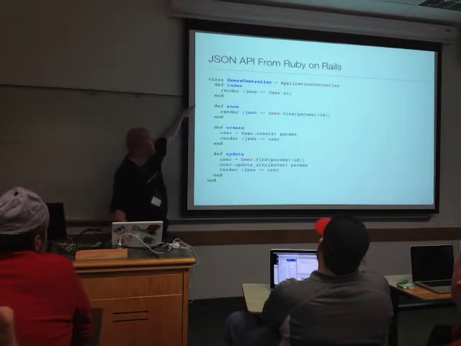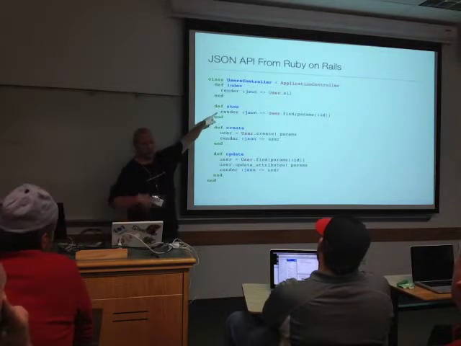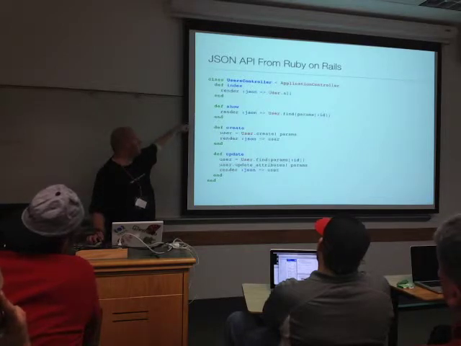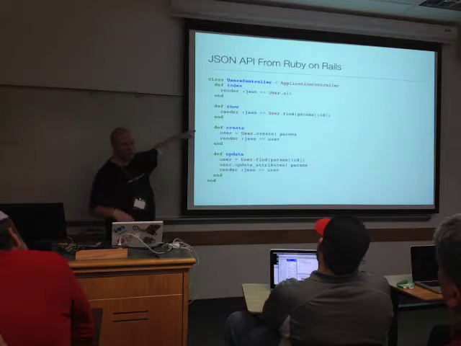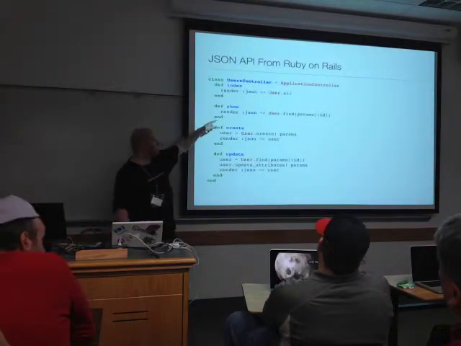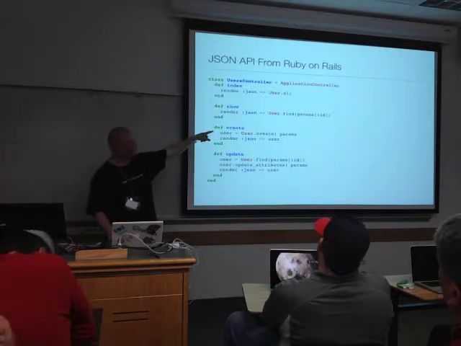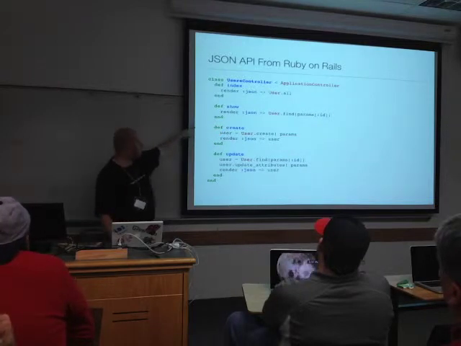So when you do a get to /users, this is what it's hitting. It's hitting index. So it goes out and gets all the users, and it renders a JSON representation of those. If you do a get with an ID, and that's /ID, and it knows that that's the route that it's expecting, the path, then it'll find the one user with that ID, and then it'll render it as JSON. So this is pretty simple.